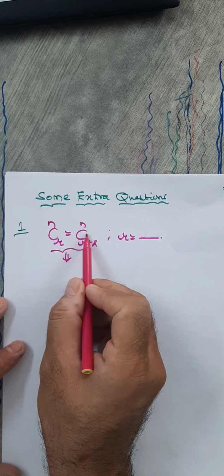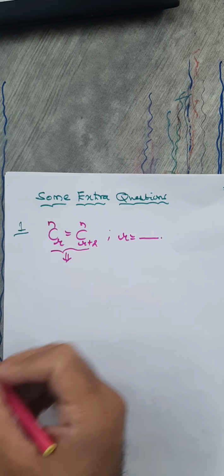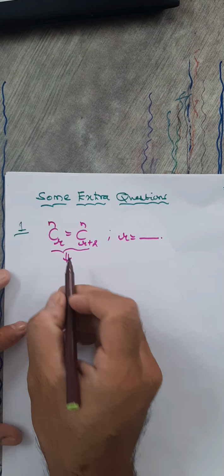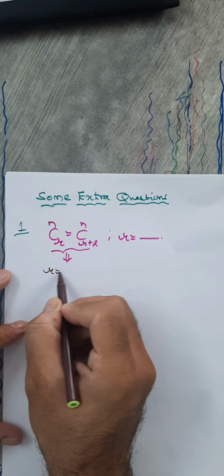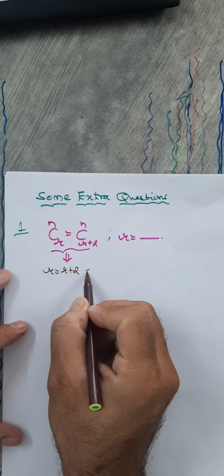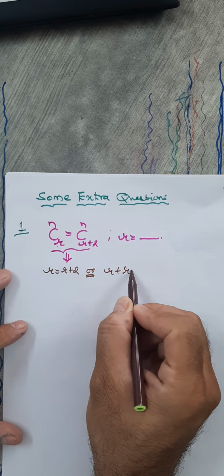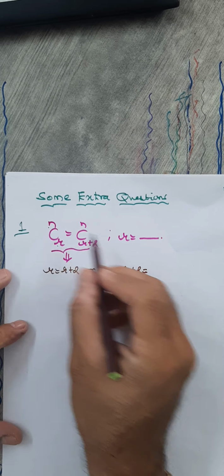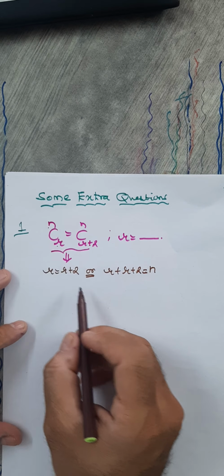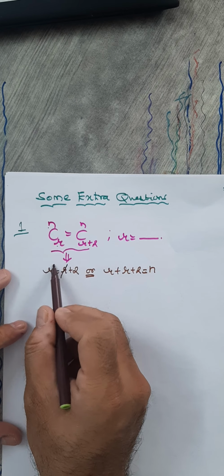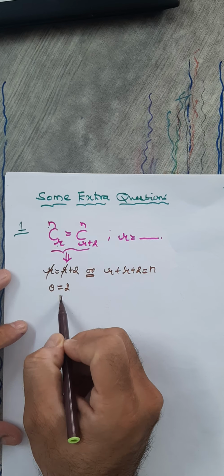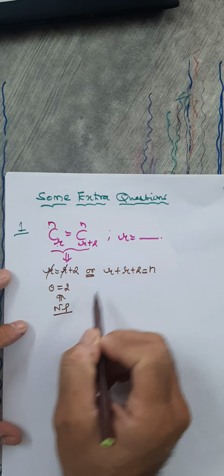So you know two combination symbols being equal implies two things. Either these two are equal, or what is the other possibility? The sum of these two, r plus r plus 2, equals the above number. You know this. Now r will get cancelled, 0 equals 2. This is not possible.